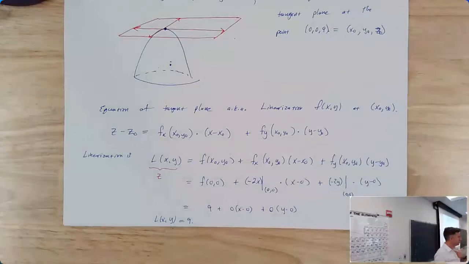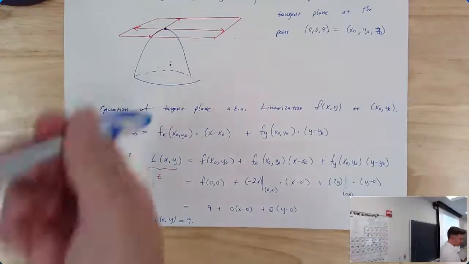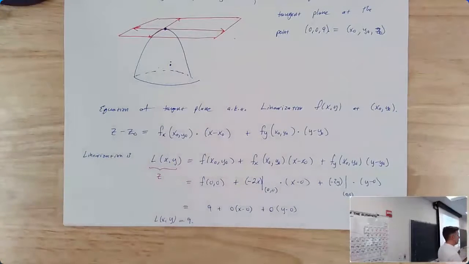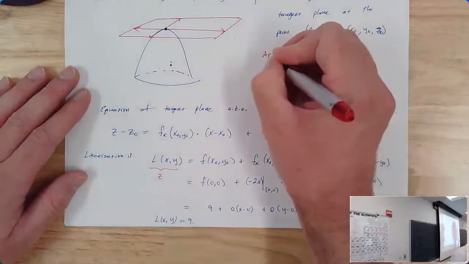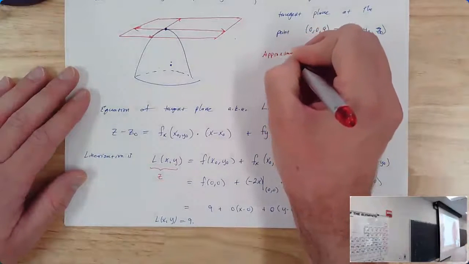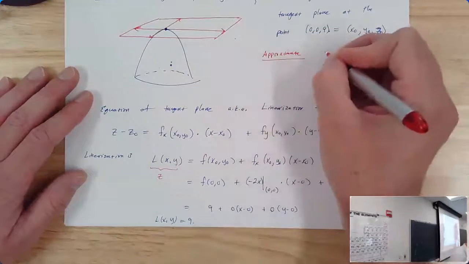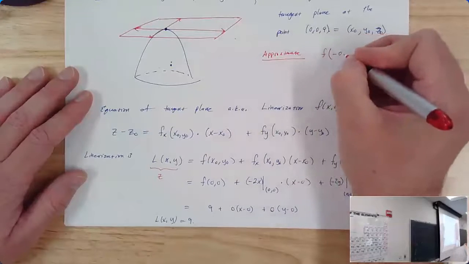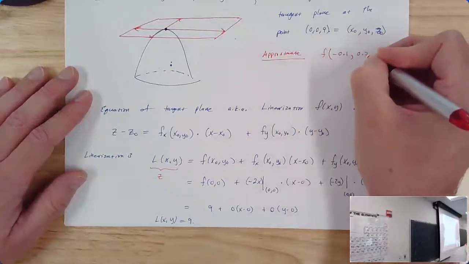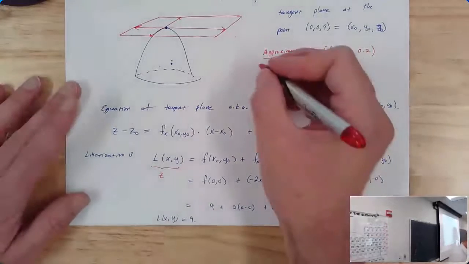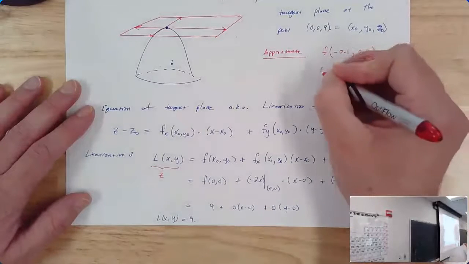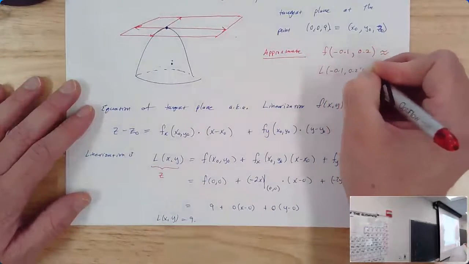And if you really wanted to, you could use this tangent plane to approximate this function at some value of x and y that's maybe terrible to plug in. For example, we could say I want to approximate f of negative 0.1 comma positive 0.2. Plugging those numbers in is not that bad, but it's kind of unexciting because there's literally nowhere to plug them in here. So we'd say that's approximately L of negative 0.1 comma 0.2, which is just 9.